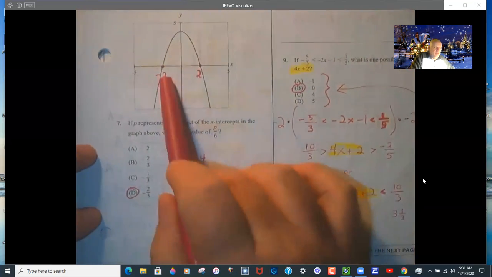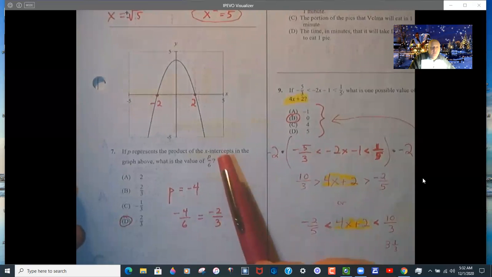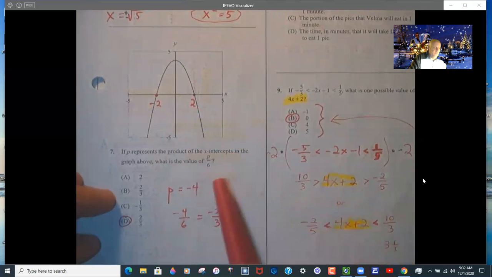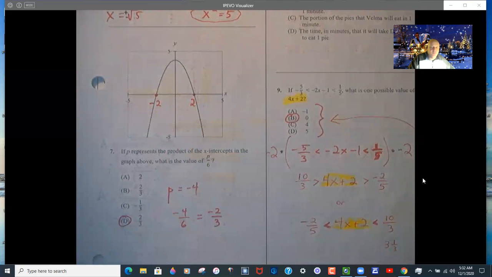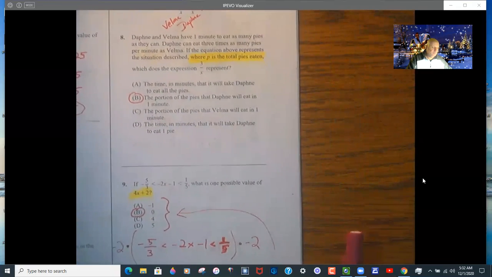Problem 7, you need to know this. It was a little hard to read. So what is p over 6 if p is the product of the x-intercepts? So -4 over 6, which reduces.